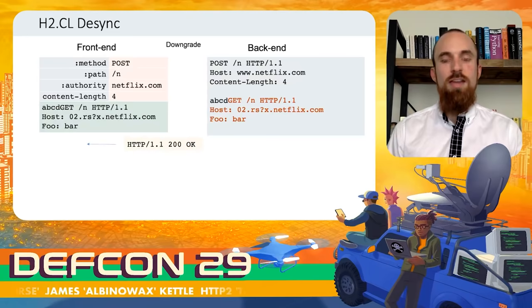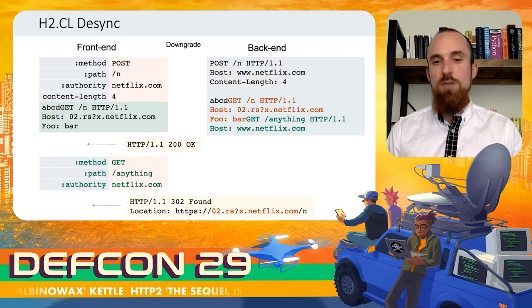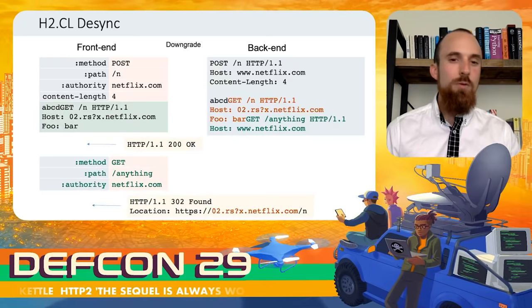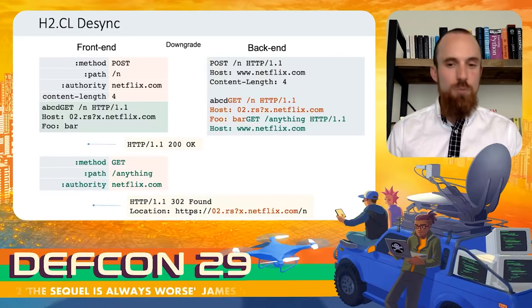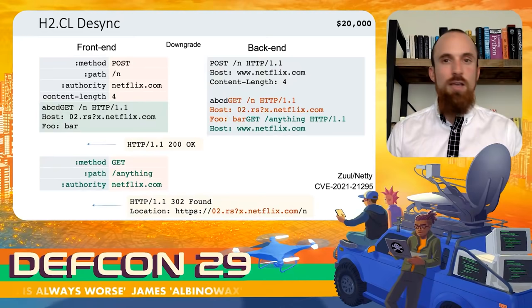I crafted that prefix so it would redirect them to my server, and by running that in a loop, I could hijack other people's JavaScript imports in real time, compromise their account, steal plain text passwords and credit card details, and so on. That was traced back to the Netty library, and Netflix awarded me a $20,000 bounty for it.